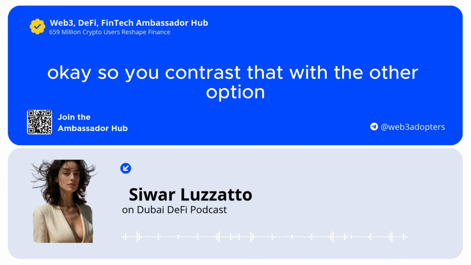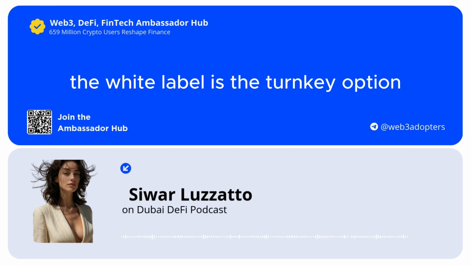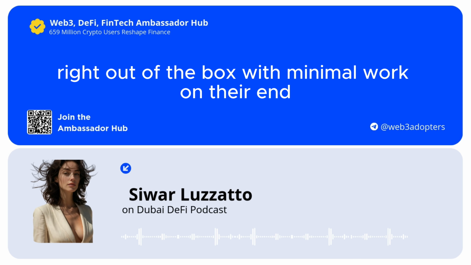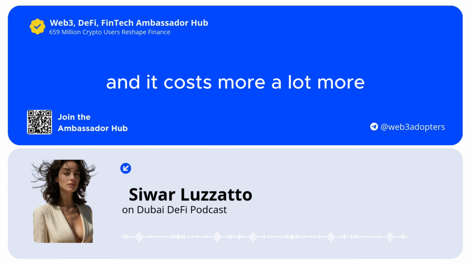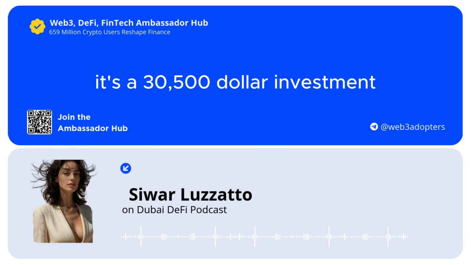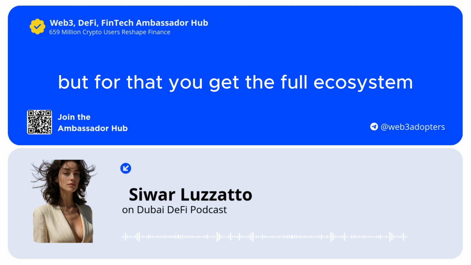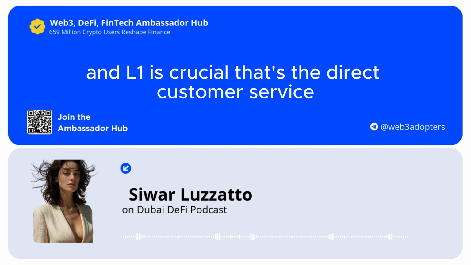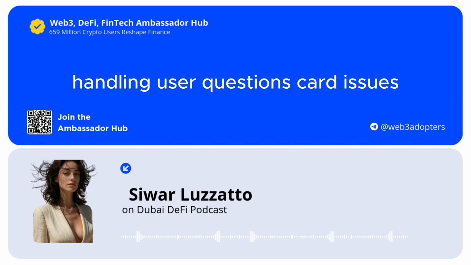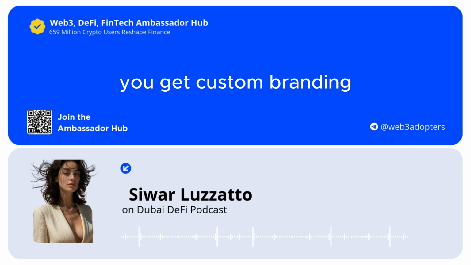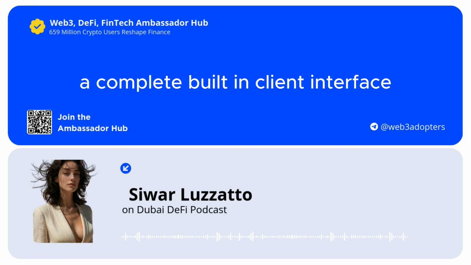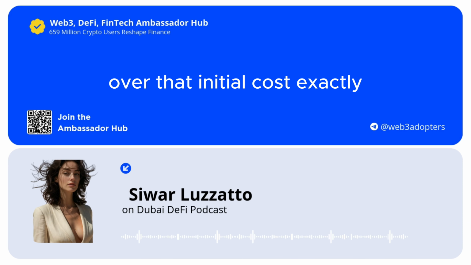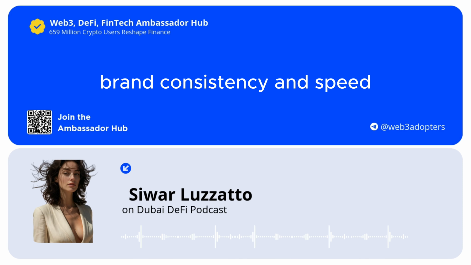Okay, so you contrast that with the other option, the white label solution. The white label is the turnkey option. It's for partners who want the solution ready to go, right out of the box with minimal work on their end. And it costs more. A lot more. It's a $30,500 investment. But for that, you get the full ecosystem. You get L1 and L2 support. And L1 is crucial. That's the direct customer service, handling user questions, card issues. You get custom branding, a complete built-in client interface, and even a Telegram mini app. So it's for companies who value speed to market over that initial cost. Exactly. Brand consistency and speed.